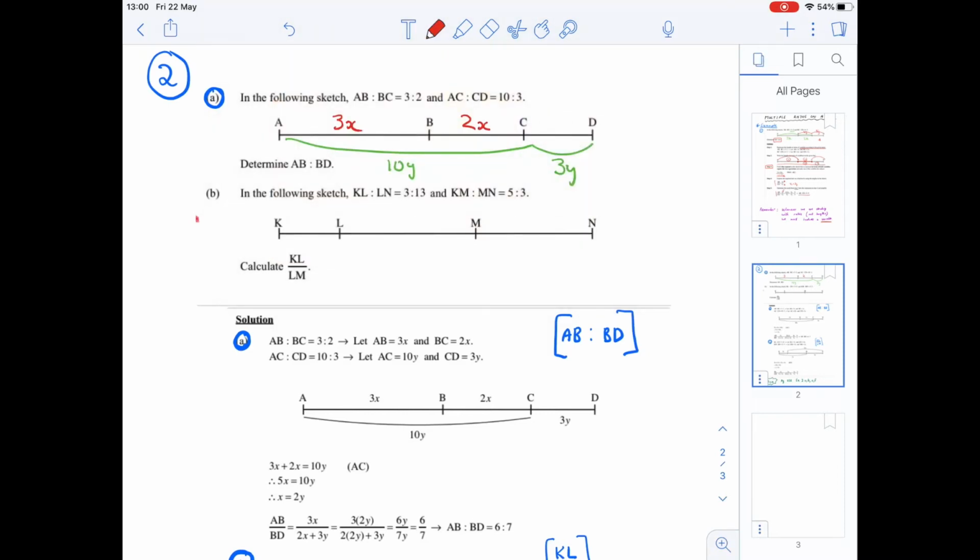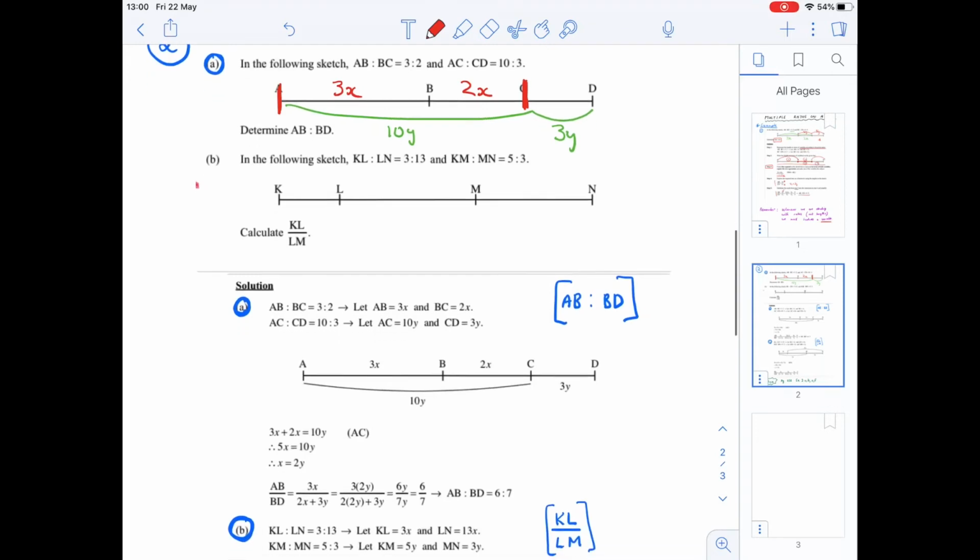This would be x. Now, we need to look for a section of the line or a line segment where we can equate, we can make an equation so that we can solve for x and y. And I'm hoping you can see here that from A to C, we have that equal to 5x, but it's also equal to 10y, and that's going to be our little clue. So let's go and look at the solution here now.